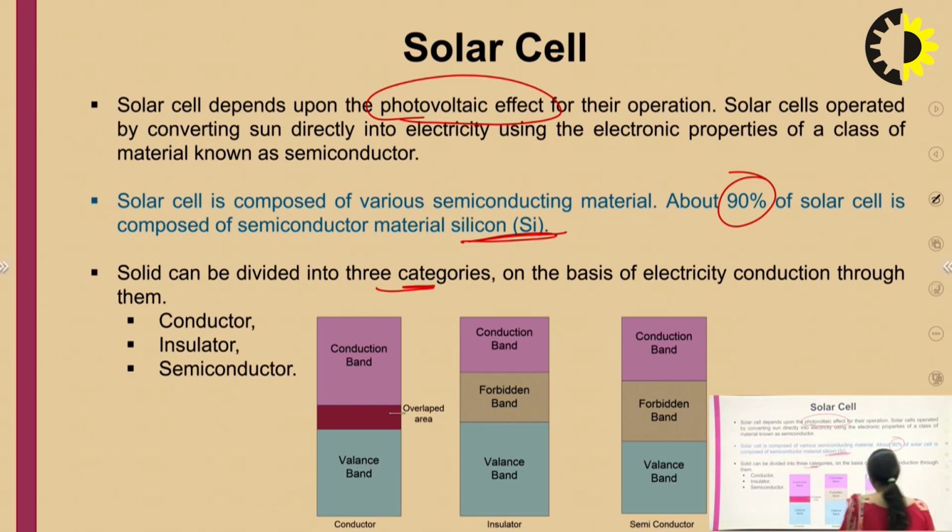You can see the three diagrams over here. In the conductor you have the two bands, the conduction band and the valence band, right, and the third one is the forbidden band. In case of conductor there is no forbidden band, while in case of insulator and semiconductor there is a forbidden band, right. So the electrons and holes can flow through the conduction band and the valence band depending upon the width of this forbidden band.